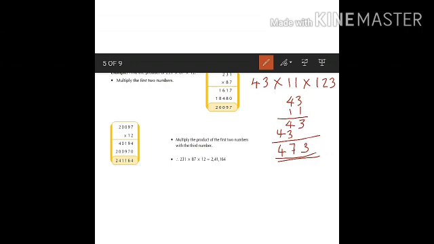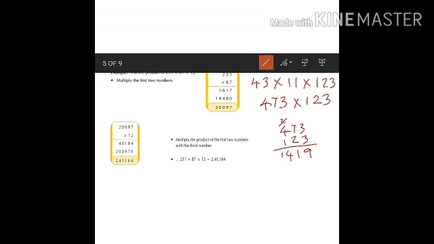So the answer is 473. So now let us write this 473 into 123. Now we will multiply 473 by 123. 3 threes are 9. 3 sevens are 21. 2. 3 fours are 12 plus 2, 14.